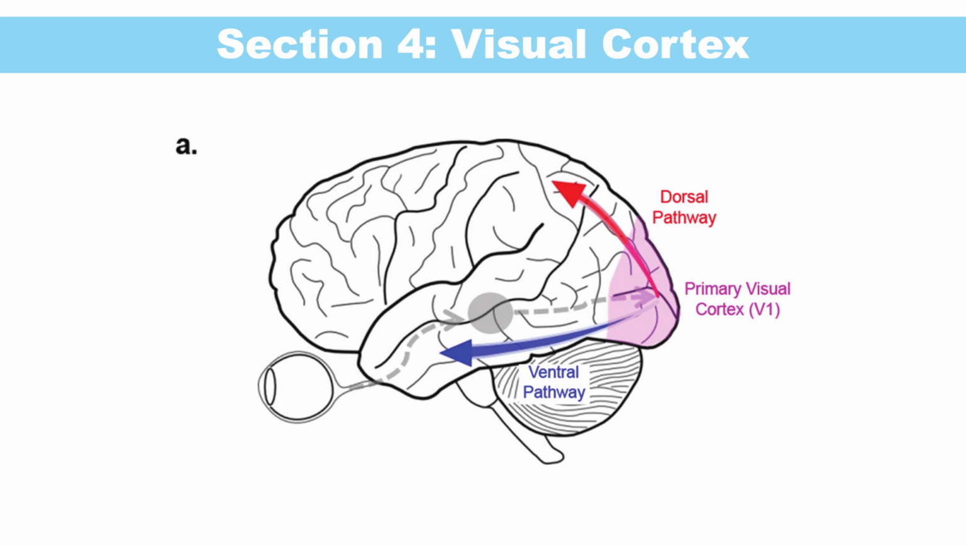It's what allows you to look at a cup and instantly know it's a cup, or to recognize your best friend's face in a crowd. The dorsal stream, or dorsal pathway, is the where pathway, and it goes to the parietal lobe. This pathway helps you understand where things are in space and how they're moving. It's what lets you catch a ball, or avoid obstacles, or navigate through a crowded room. Together, these pathways help you to build a complete, dynamic understanding of your visual world.